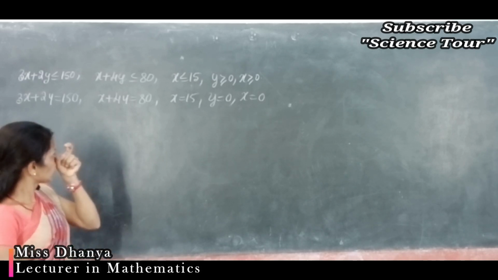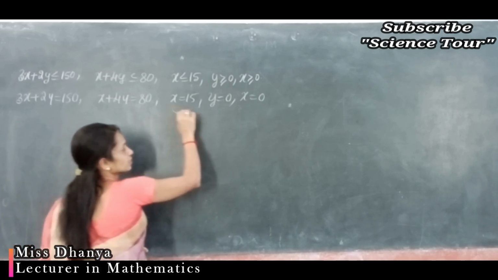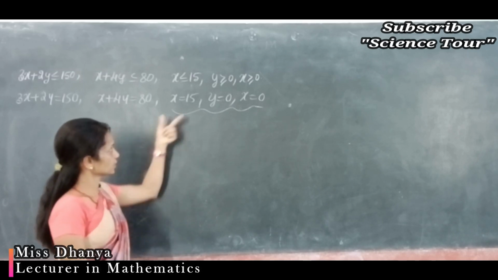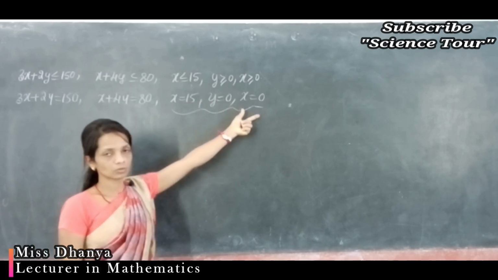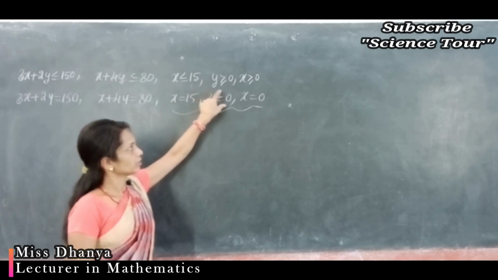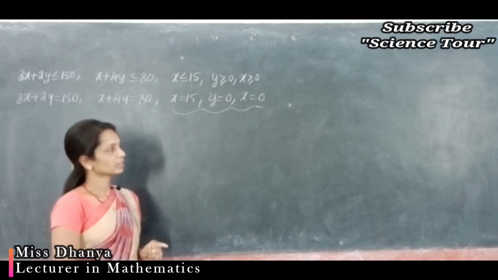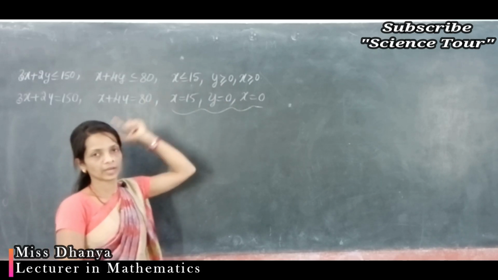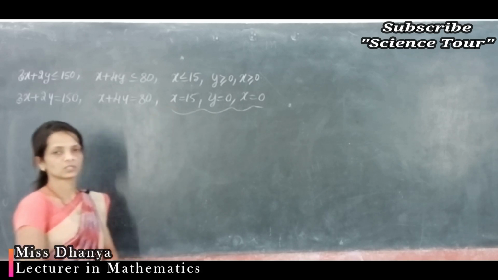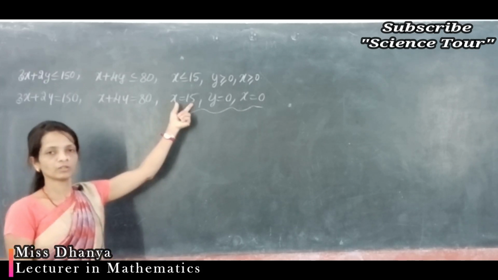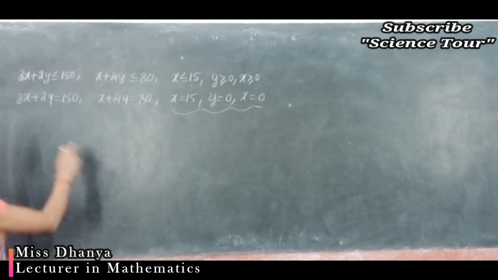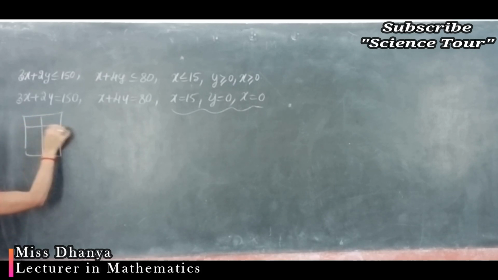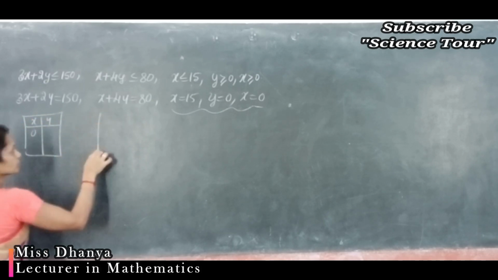The last three lines are easier to draw without finding points. x equal to 15 is a vertical line, x equal to 0 is also a vertical line. These two lines are already there in the Cartesian plane: y is equal to 0 is the x axis and x equal to 0 is the y axis. x equal to 15 is the vertical line passing through 15 on the x axis. But for these two lines you have to find 2 points. Okay, so get the 2 points by using a table.